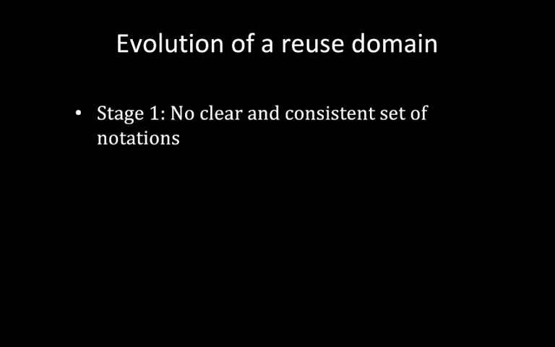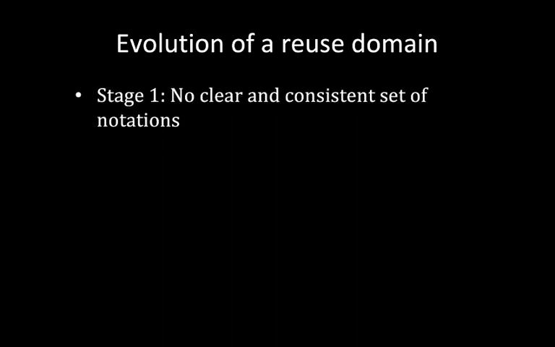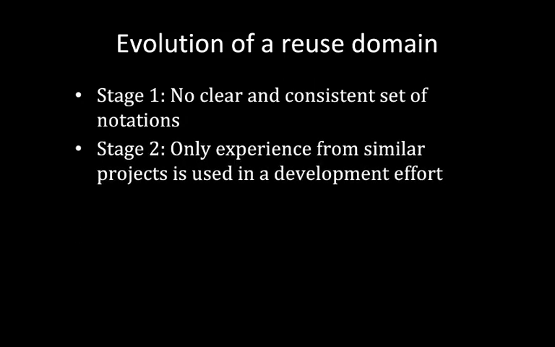So, evolution of reuse domain. There are four stages of evolution for this. In stage one, there won't be any clear or consistent set of notation. There won't be any reusable components at all. So what we do is rewrite some software. That's all. Then in stage two, we have some experience in developing similar projects in the past.